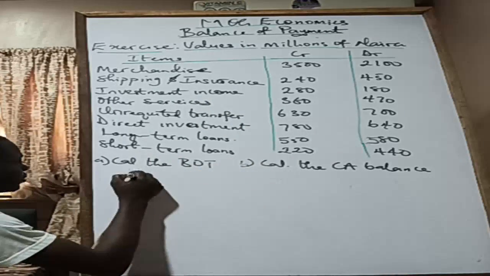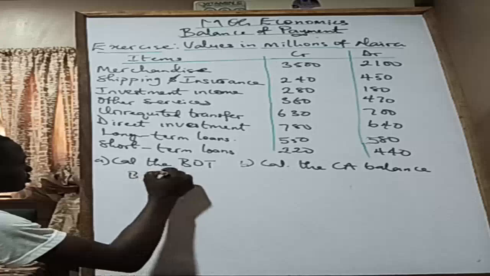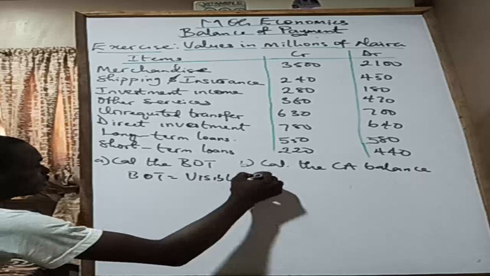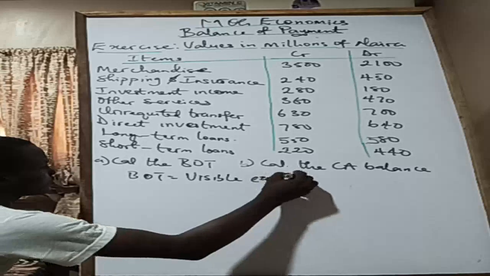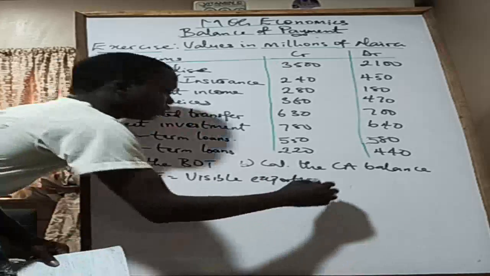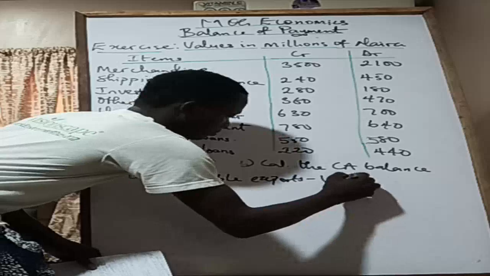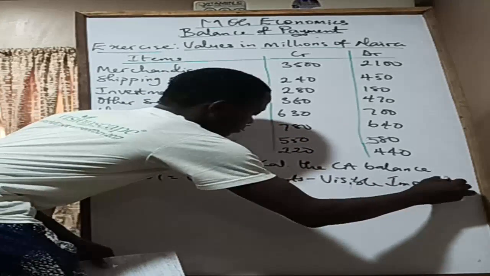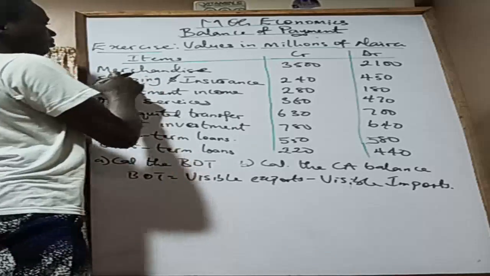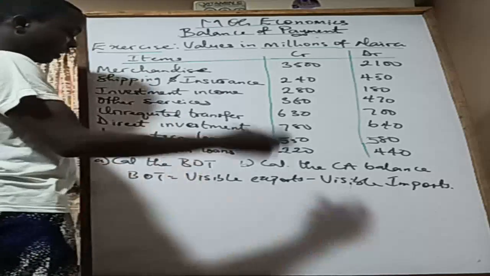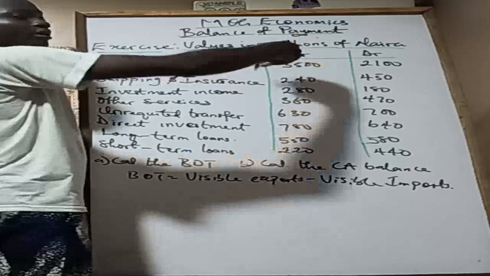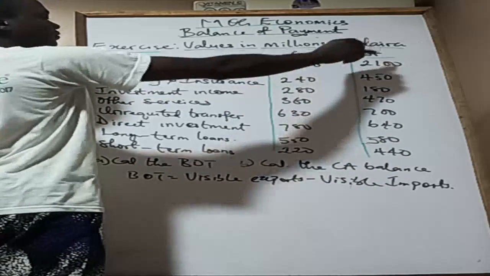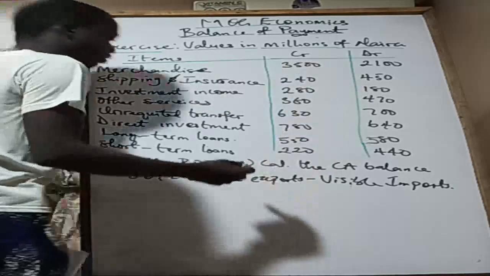The formula for balance of trade, in case it is an exam, is visible exports minus visible imports. So the only visible item here is merchandise. The export is the credit side. When you sell, you get money, and this is the credit side. And remember, the values are in millions of naira. So we are having 35 minus 2001.